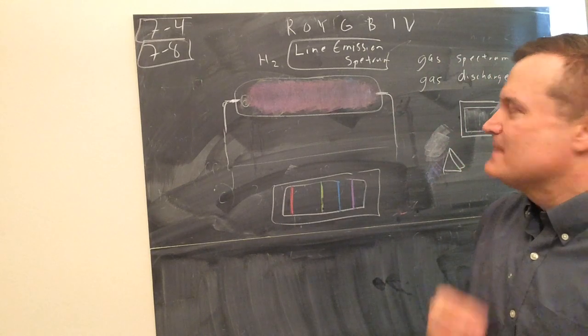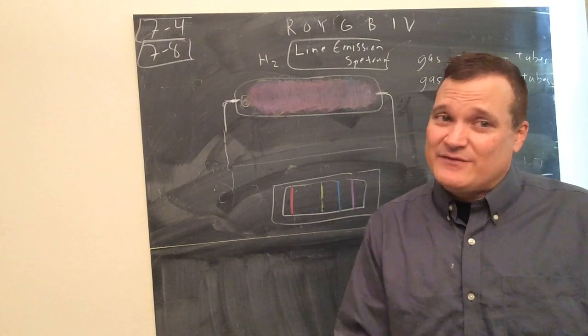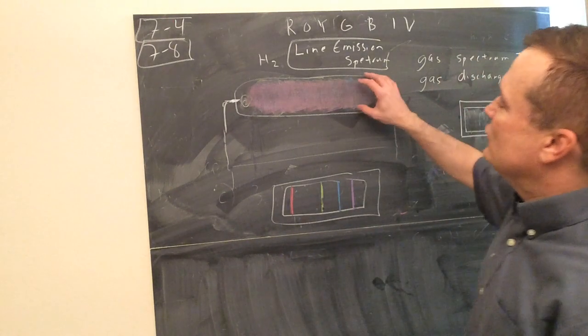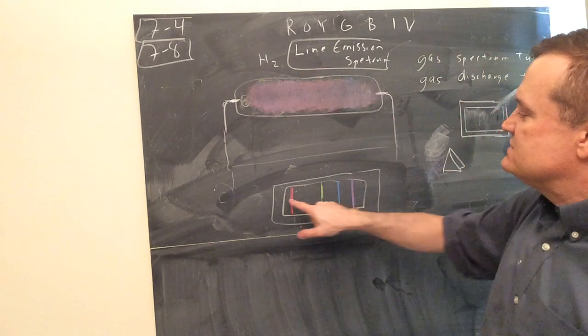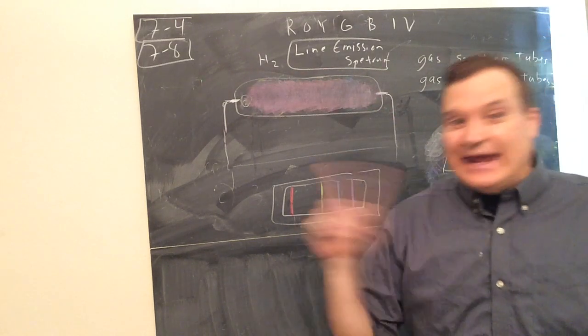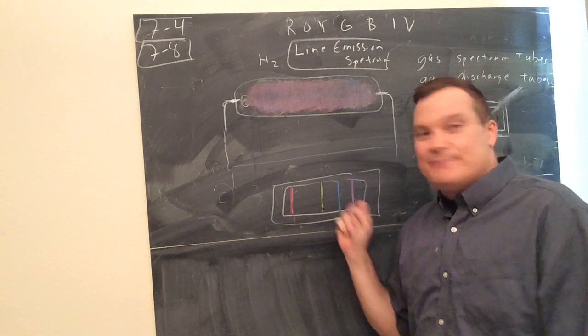All right, here's the deal. To make a long story short, I'm talking a long time about this. It's a lot to think about. But when you look at a gas, like hydrogen element gas, you see a line pattern. Anytime you look at hydrogen, you'll always see that pattern.